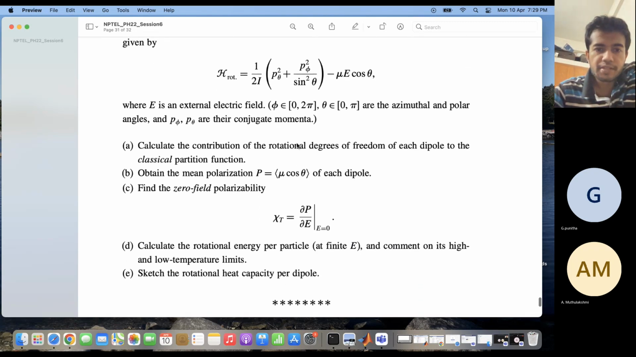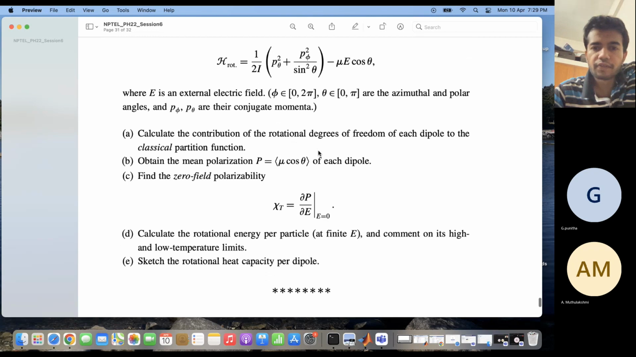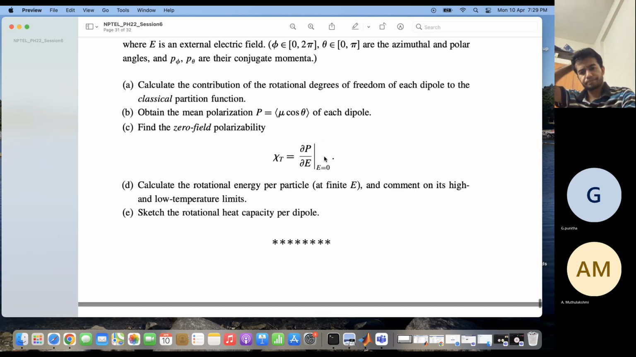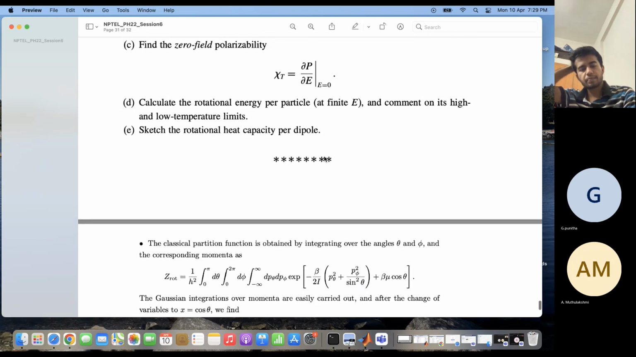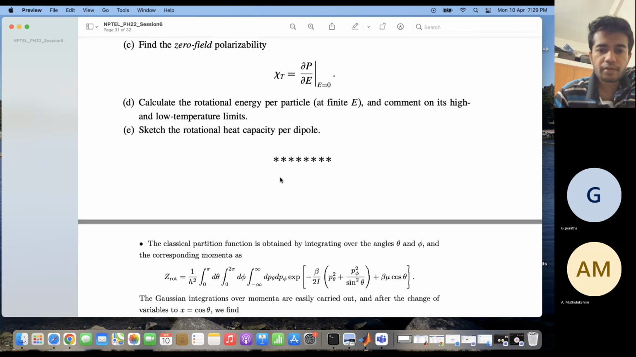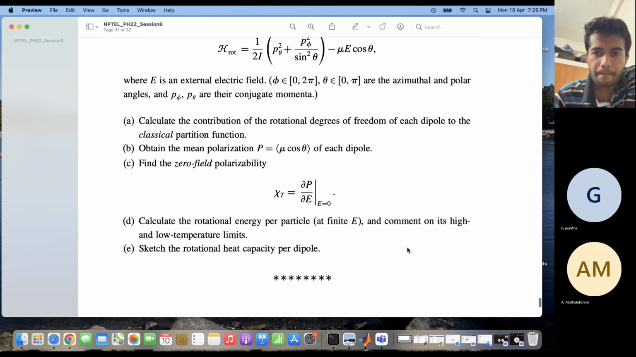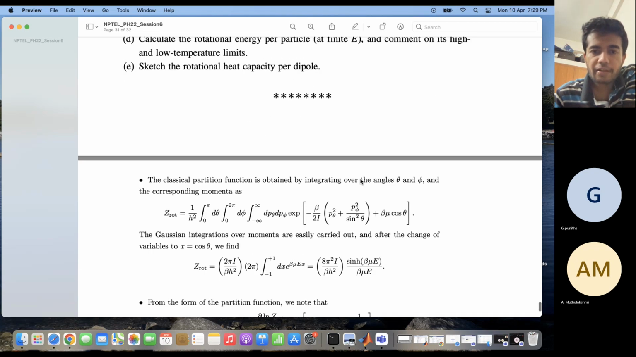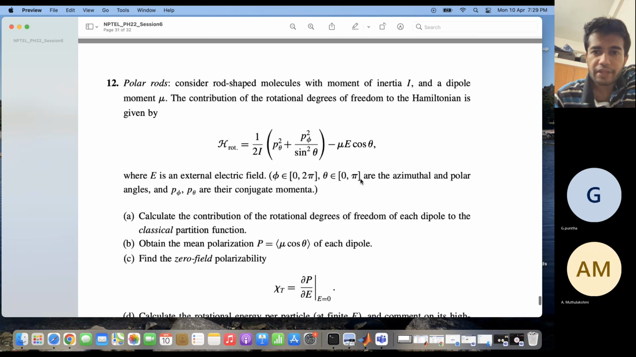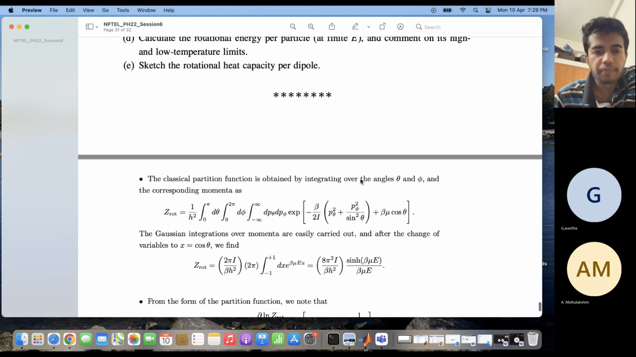So from this, I have to calculate the contribution of the rotational degrees of freedom of each dipole to the classical partition function. So what is that? The classical partition function is obtained by integrating over the angles theta and phi. Okay. And here I'm asked to calculate for each dipole, so here n is equal to 1.